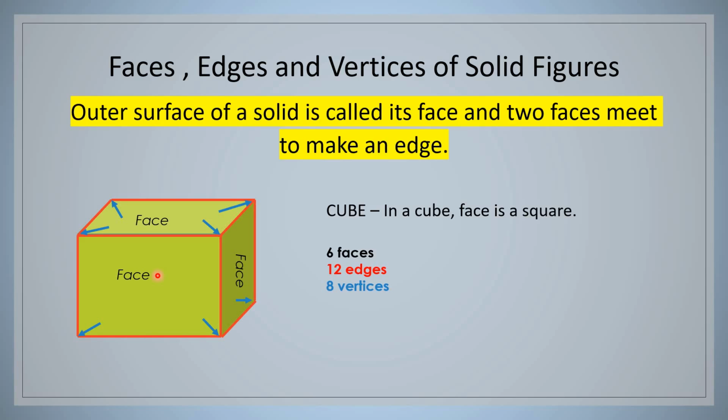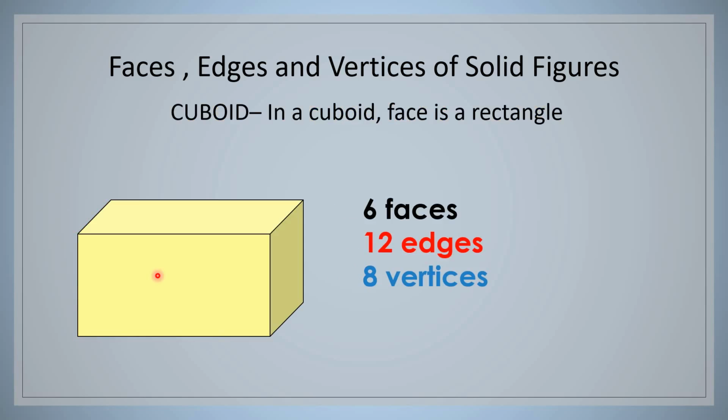Remember, outer surface of the solid, any solid it could be, is called its face. And two faces where they meet each other make an edge. So this was all about cube. Let's move on to the next solid, that is a cuboid. Now we all know a cuboid is nothing but a box of a rectangle shape. So therefore in a cuboid, face is the rectangle.